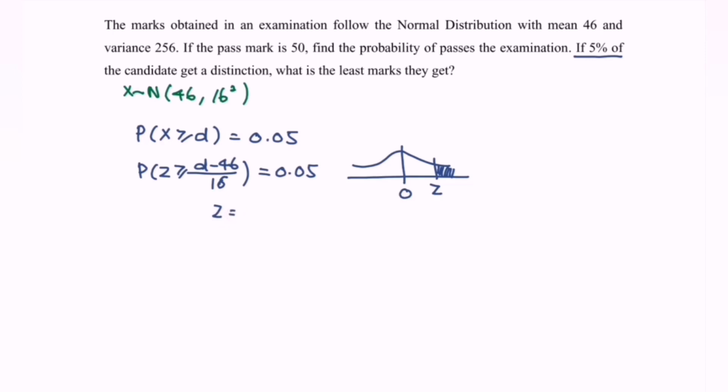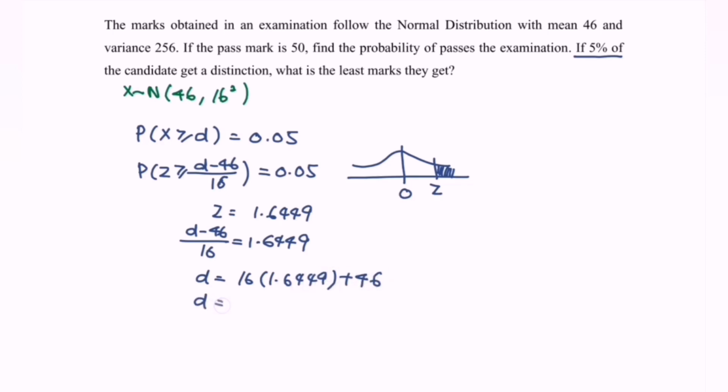is equals to 1.6449. So z is equals to d minus 46 over 16 is equals to 1.6449. So kindly rearrange the situation. So d is equals to 16 multiplied with 1.6449 plus with 46. So the value for d is equals to 72.3184. So round up the situation. So the d will be 72.3 marks.